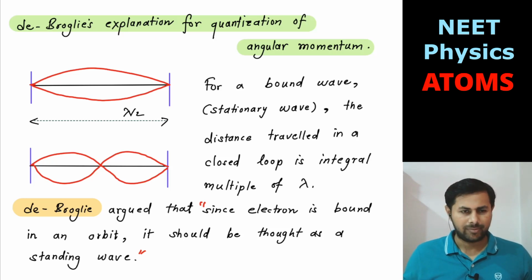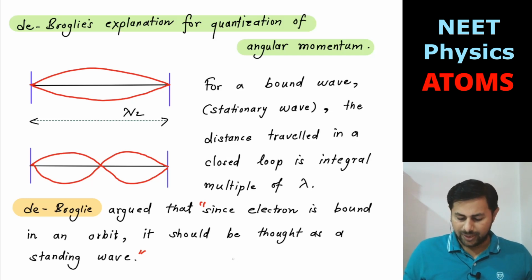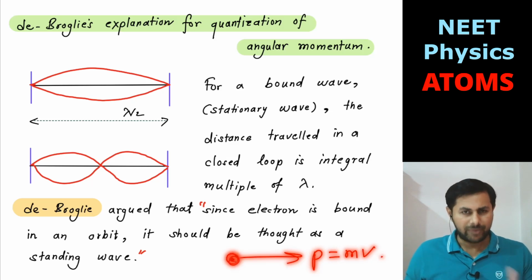Okay, so what is de Broglie hypothesis? De Broglie says that just like there is dual nature of radiation, there is dual nature of matter also. Suppose there is a particle moving with velocity v, its momentum p is equal to m times v. Then this particle behaves like a wave also. That's the dual nature.